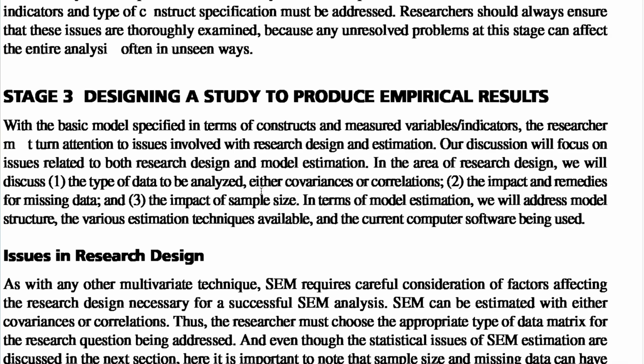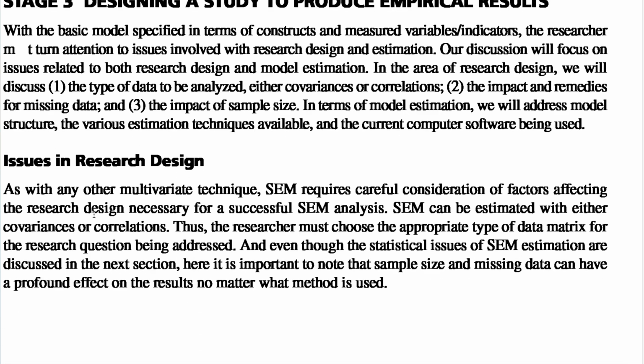In the area of research design, we will discuss, number 1, the type of data to be analyzed, either covariance or correlation. The second is the importance of and remedies for missing data, and third, the importance of sample size. In terms of model estimation, we will address model structure, the various estimation techniques available, and the current computer software being used. Here are the issues in research design.